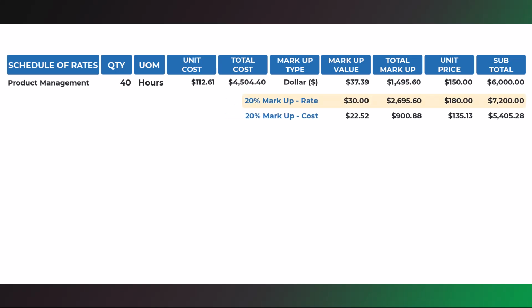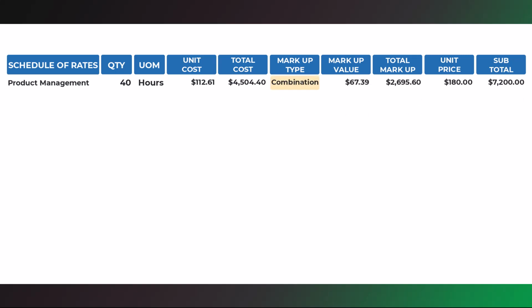If your markup is applied to the rate, the total price is $180 per hour, taking the project management estimate to $7,200 with a total estimated markup of $2,695.60. If the markup is applied to the cost, then the price is $135.13 per hour. This means the project management estimate is $5,405.28, with a total estimated markup of $900.88.